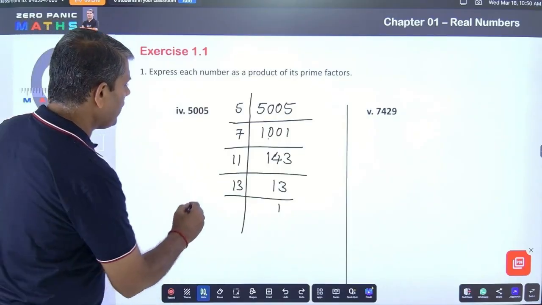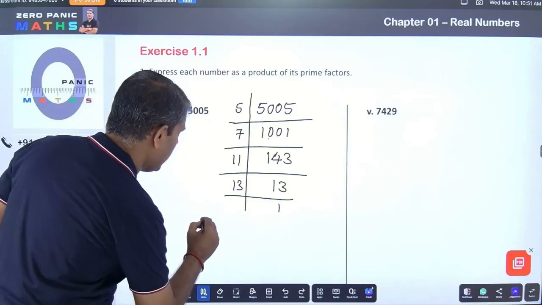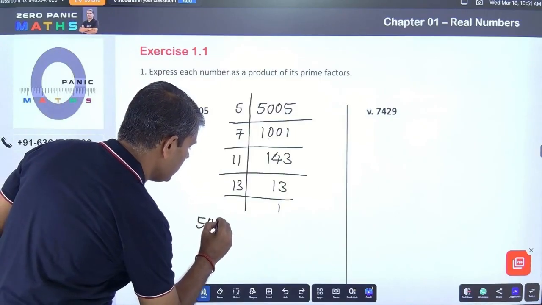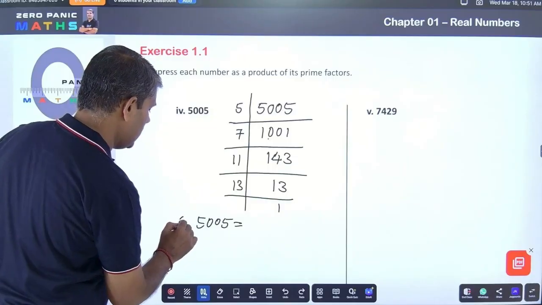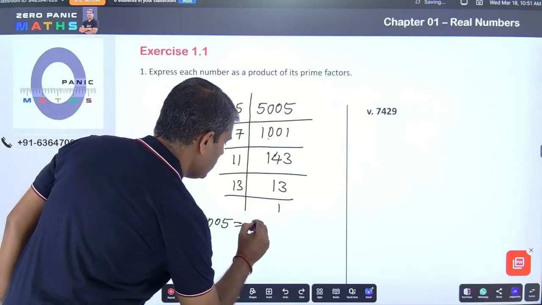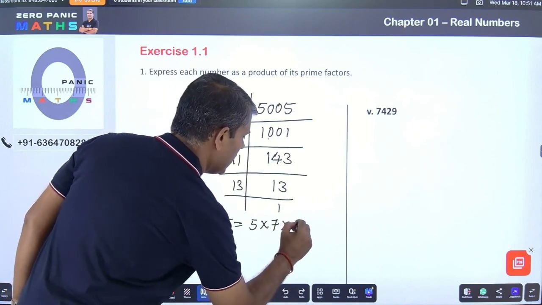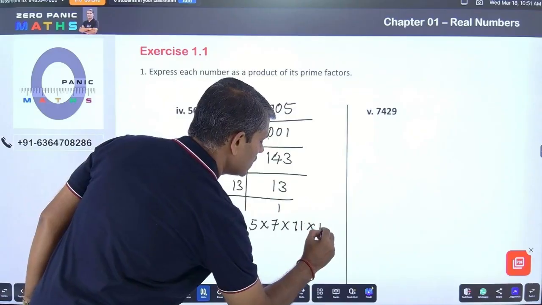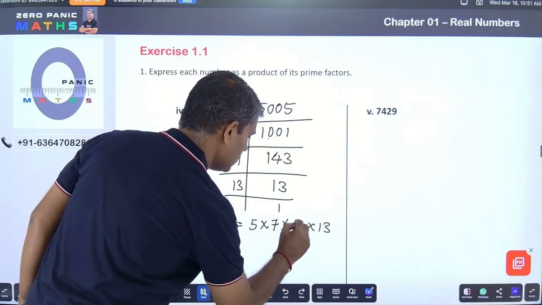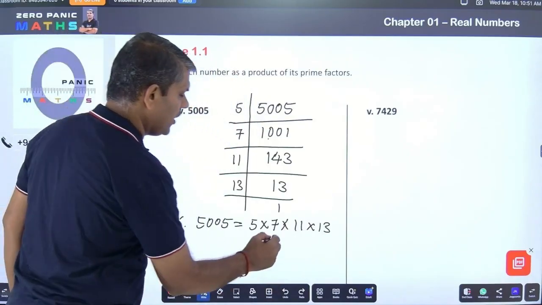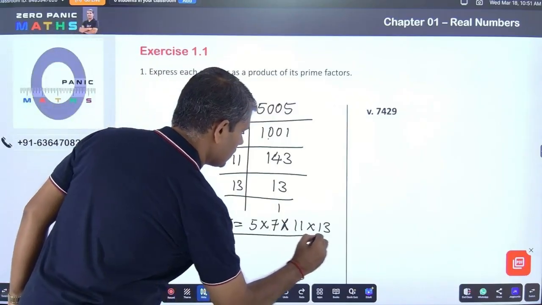So what is the prime factorization of 5005? The prime factorization of this is 5 into 7 into 11 into 13. Okay, so this is the prime factorization of this.